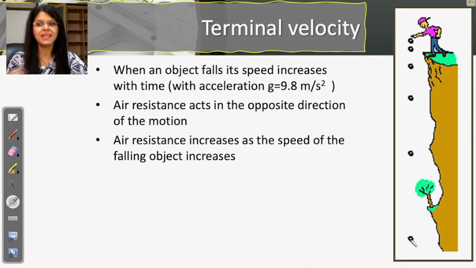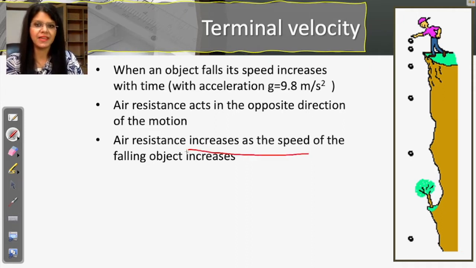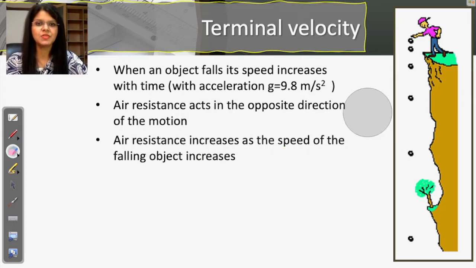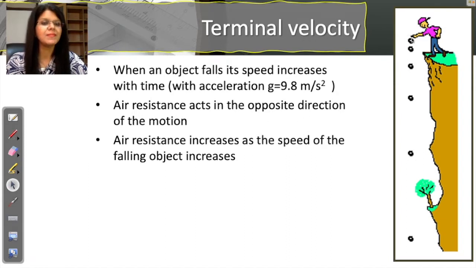So this is the second property of air resistance. Air resistance increases with the speed. First property that you learned is air resistance acts in the opposite direction of the motion. Air resistance increases with the speed, right? So let us mark a few set of forces here on the ball which is falling.